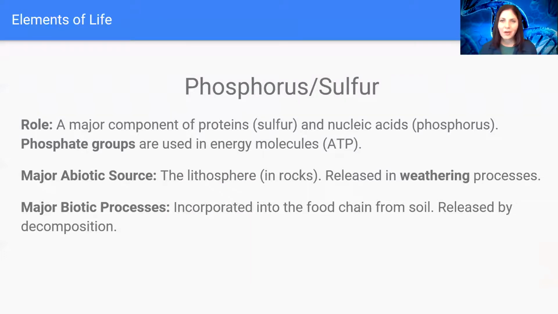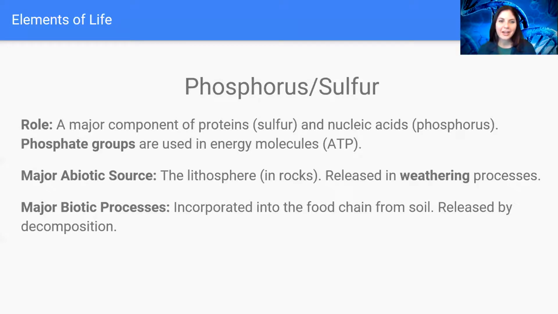So next up, phosphorus and sulfur. Both of these have major roles in biological molecules. Sulfur is found in proteins, and phosphorus is predominantly found in our nucleic acids. Phosphate groups are used in energy molecules such as ATP. We utilize that energy by cleaving off the last phosphate and that high energy bond, and it releases energy that our cells can use.